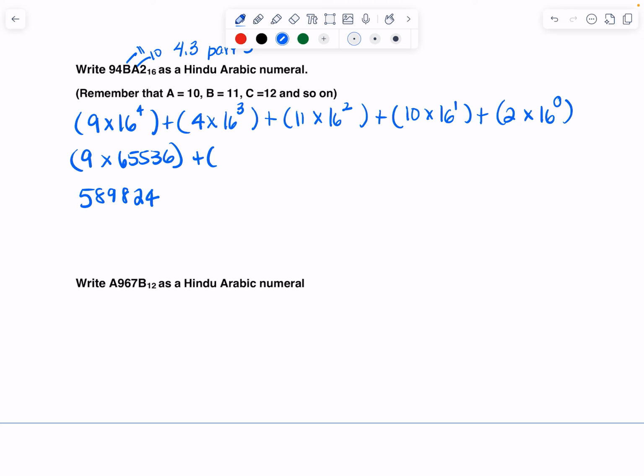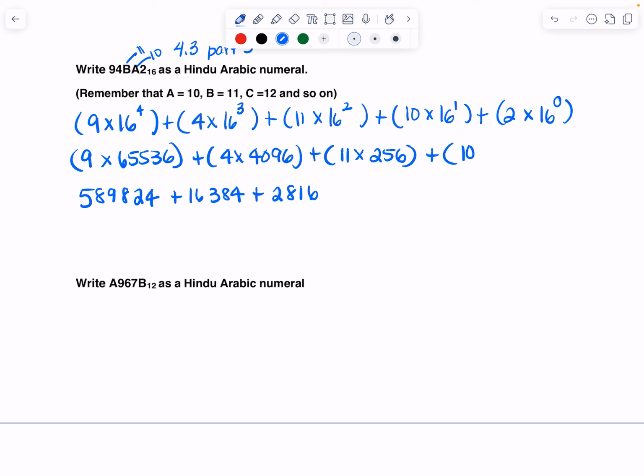Now I'm going to do 16 raised to the third power, and that is going to give me 4 times 4096. If I multiply 4096 times 4 in the calculator, I get 16384 plus. This next one's going to be 11 times 16 squared, which is 256. I multiply 256 times 11 in the calculator, and I get 2,816 plus.